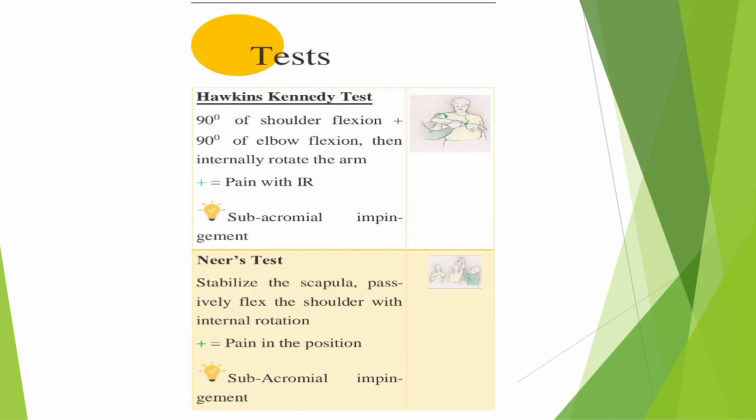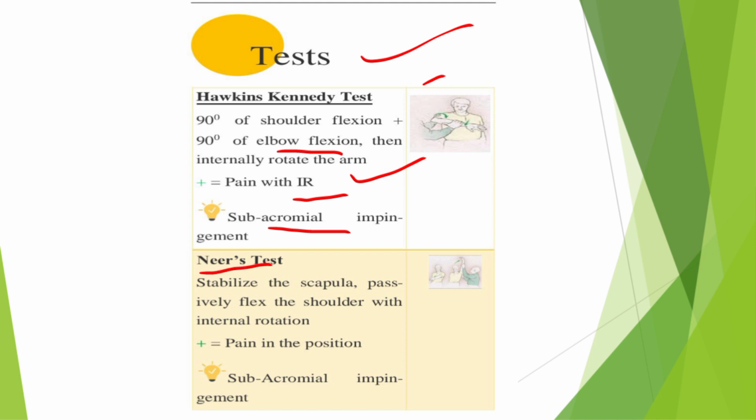Okay, and next we will do some tests to check the rotator cuff tendons. First, we have the Hawkins-Kennedy test. In this test, the patient flexes his shoulder to 90 degrees and also flexes his elbow to 90 degrees. Then the physiotherapist internally rotates the patient's shoulder, and if with internal rotation the patient's pain increases, then this is the sign of subacromial impingement. And in subacromial impingement we have the supraspinatus tendon, so it is the test for supraspinatus.